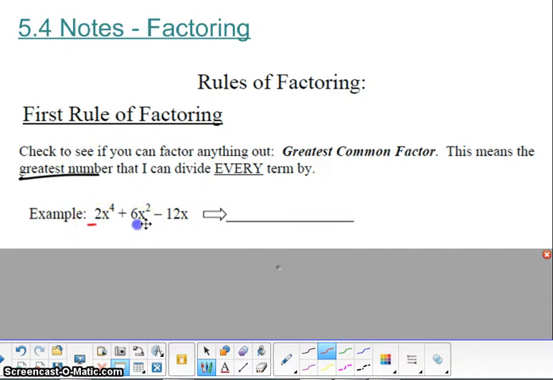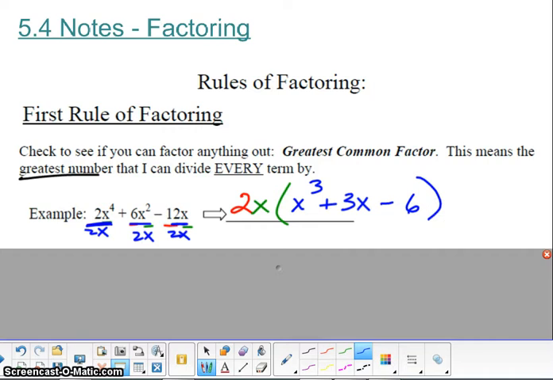So in this first example, if you look at the coefficients 2, 6, and negative 12, the number 2 will go into each one of them. And then if you look at the x's, there is one x that they all have in common. So I'm going to take out 2x, and then what I'm left with is 3 x's left over for that very first term. And if I take 2x out of the next one, which really just means you're dividing by it, you're going to be left with 3x. And if you divide out 2x into the last one, I'm left with a negative 6. Okay, so that is what I mean by taking out the greatest common factor.